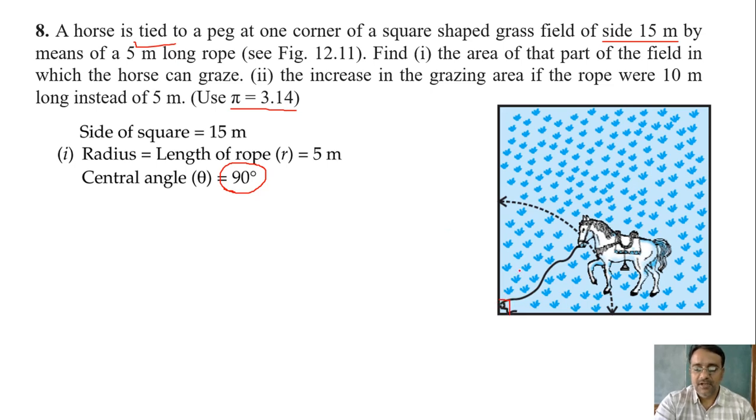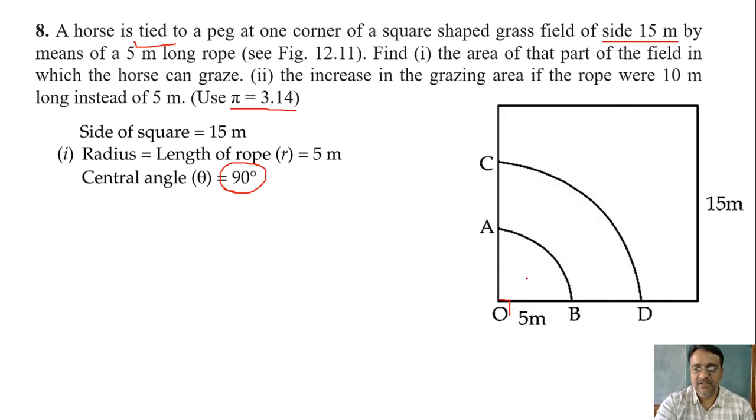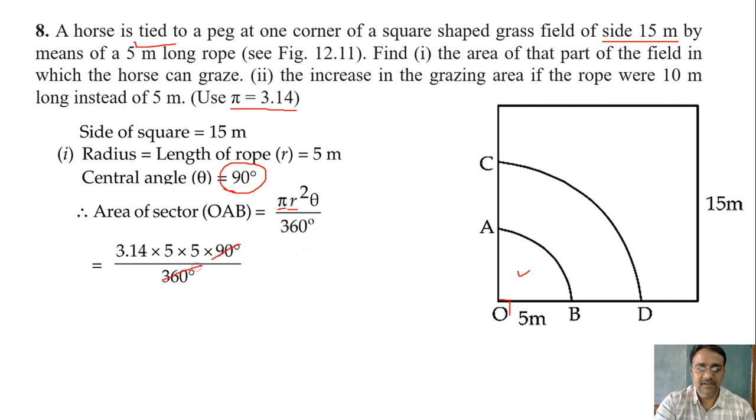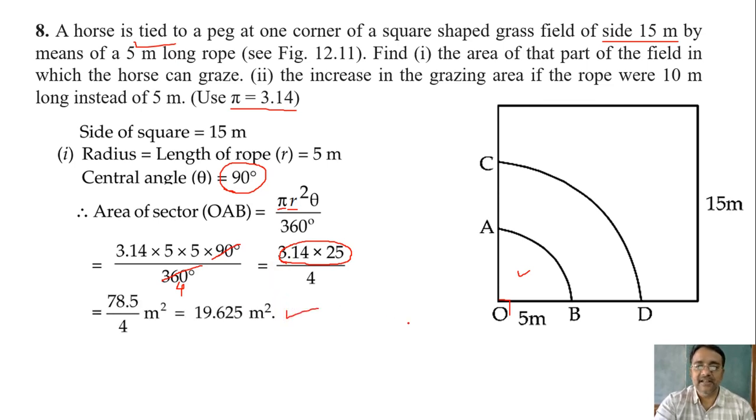Okay, so how much area it will be grazed, that is area of this sector. It is a shape of quadrant, so we can use the formula 1 upon 4 pi r square. If you not remember, you can use the formula of sector. Okay, so this one. So pi r square theta upon 360 degree. The value of pi is 3.14. The value of r is 5. So we'll substitute all the values. This we can cancel. So 3.14 into 25 upon 4. So 78.5 upon 4 will get 19.625 meter square. So this is the answer of first bit.